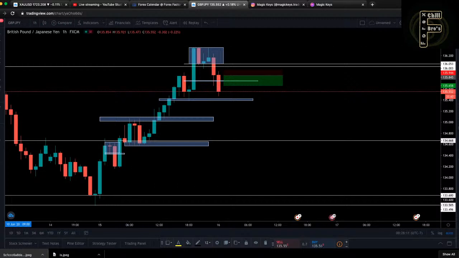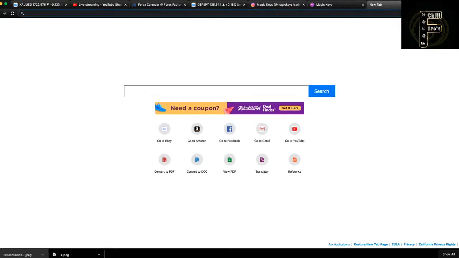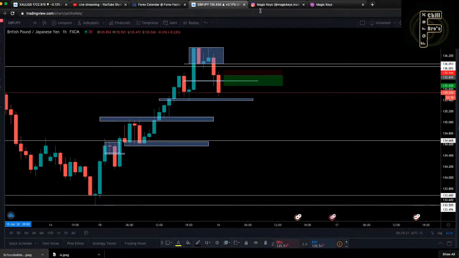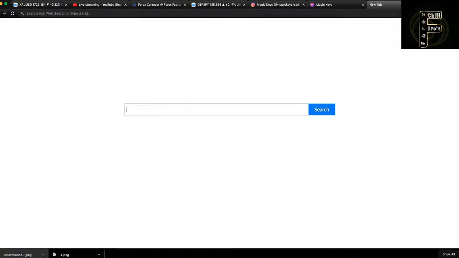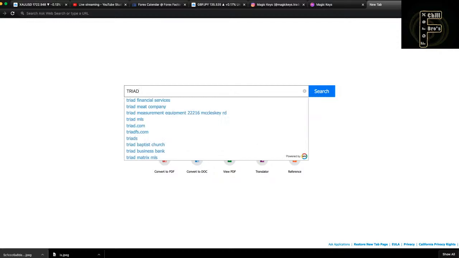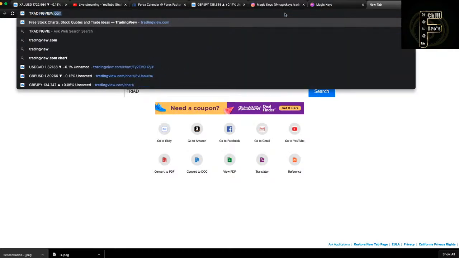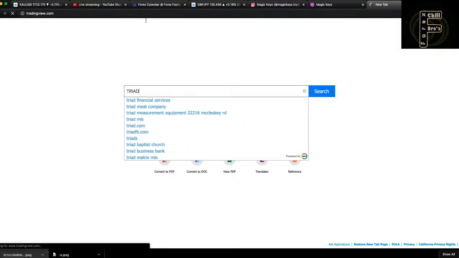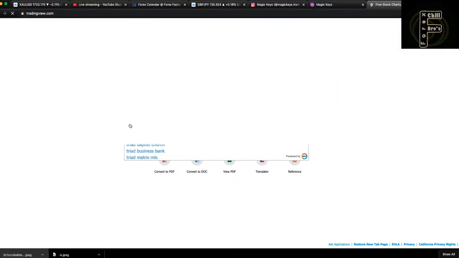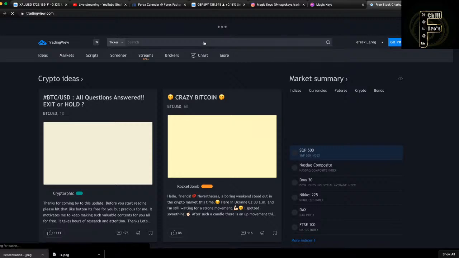Now let's take a look at another trade. Let's see EJ. Euro JPY.